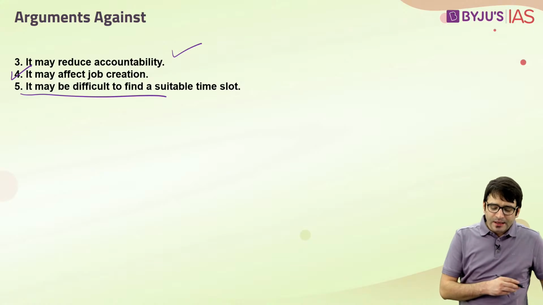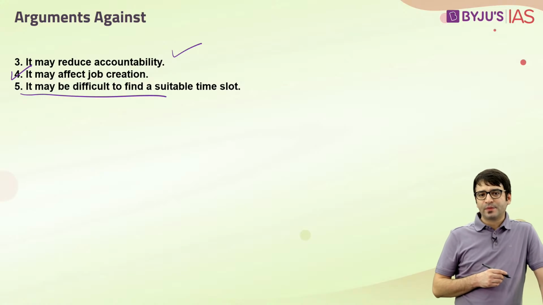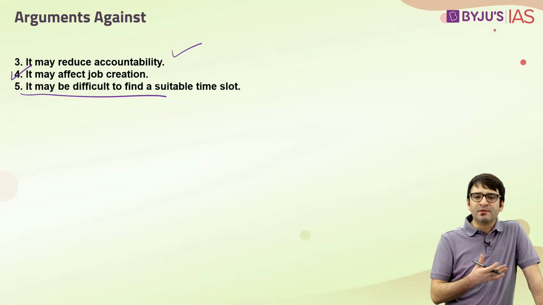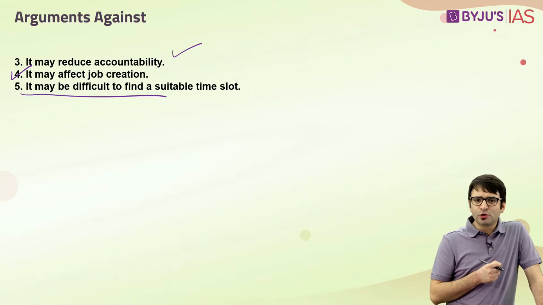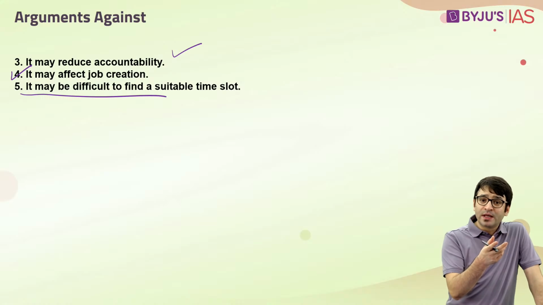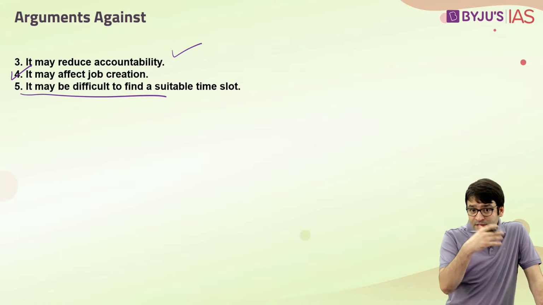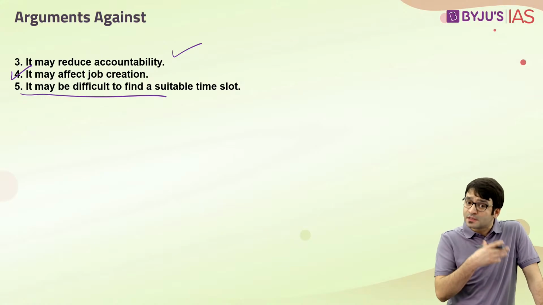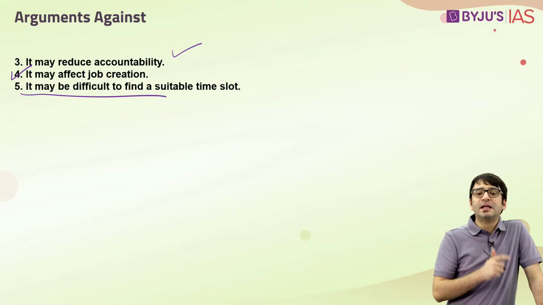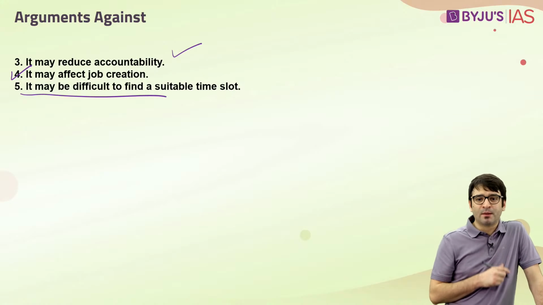And the last, it may be difficult to find a suitable time slot. Our country is diverse in terms of geography. Which month should we go for simultaneous elections? That means it may be difficult to find a time slot as well, considering the fact that we have festivals, we have board examinations, we have different seasons, weather conditions in different parts of the country as well. So feasibility of holding simultaneous elections is also problematic.